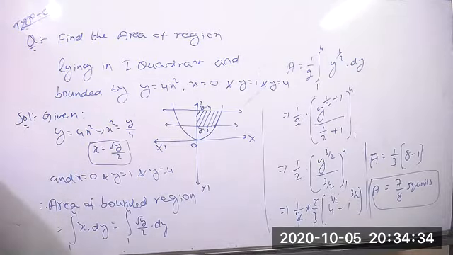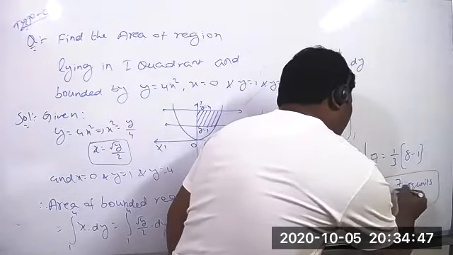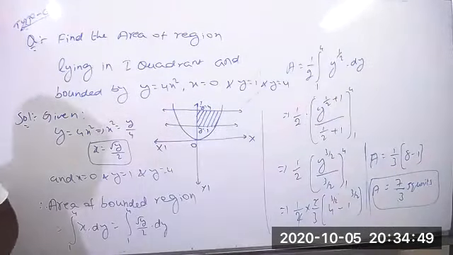Okay, these are the questions based on the parabola and line. Sir, 7 by 3, no, sir. 7 by 3, correct only. I wrote 8 here. It's 7 by 3, not 8.